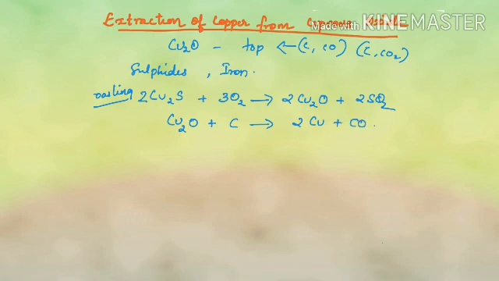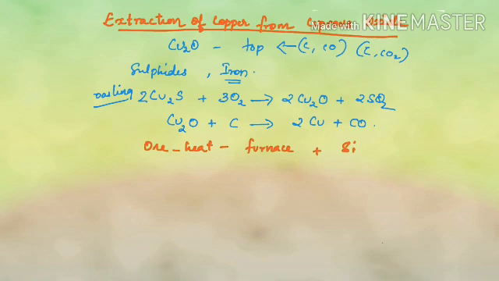But sometimes, as I told you, iron will also be present. So in the actual process, we heat the ore very thoroughly in a reverberatory furnace, mixed with silica. Silica acts as a flux and forms the slag, which can be easily removed.